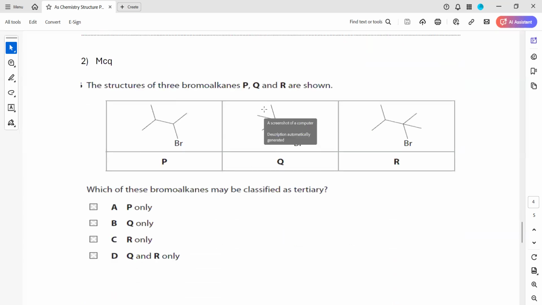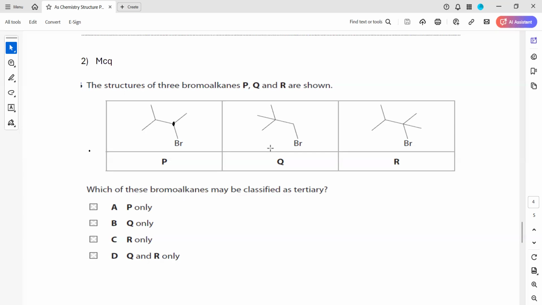In question 2, which of these bromoalkanes may be classified as tertiary? So how do we classify as tertiary? We look at the carbon attached to the halogen. How many carbon chains are attached to that carbon? We check the number of carbon chains.